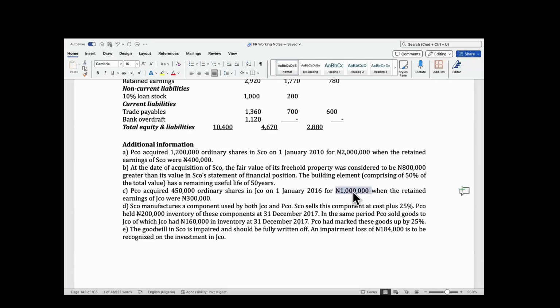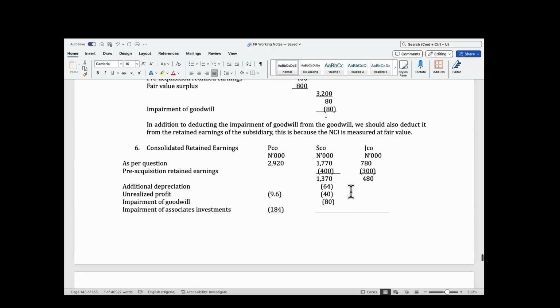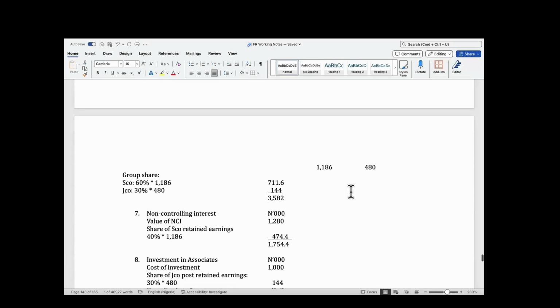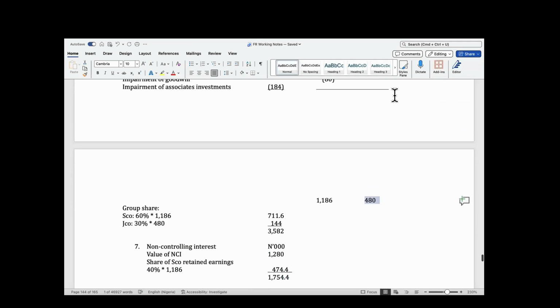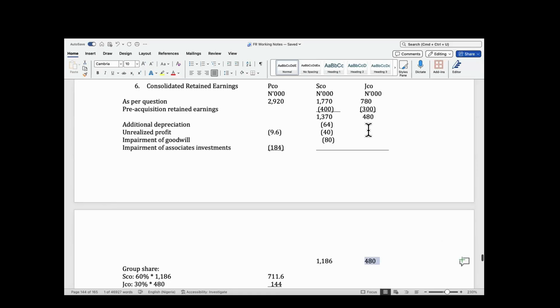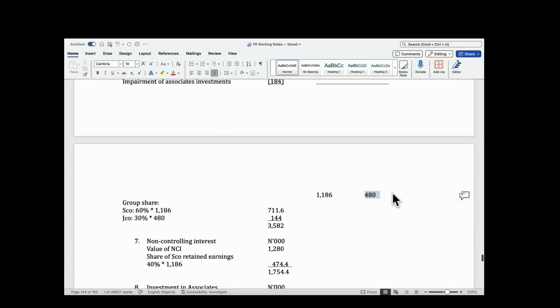That is how much I bought the associates, 1 million. I will add my share of profit of associates, which is 144. That's 30% of this 480 that we got up here. That's the post-acquisition profit of the associates.